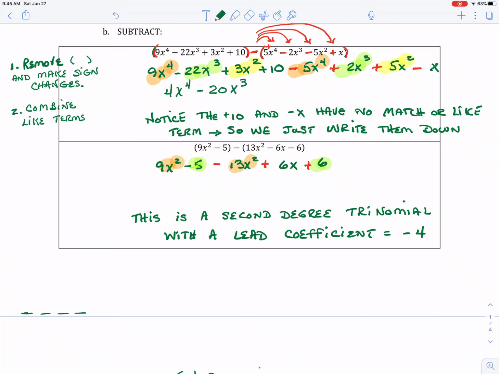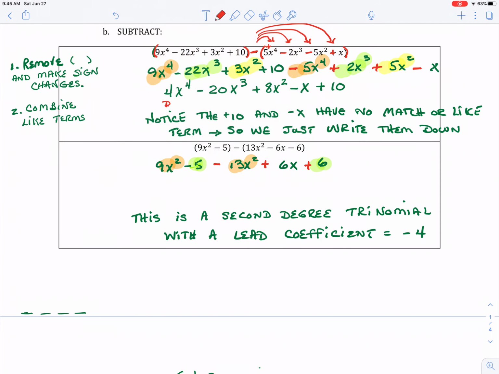Notice that the base and the power remains the same. I'm looking at the second degree terms, combining those. Notice that this negative x does not have a match, and this positive 10 constant does not have a match. So I simply write those down at the end, and also I want you to notice how I'm keeping the degree in order. That's an important habit to get into.